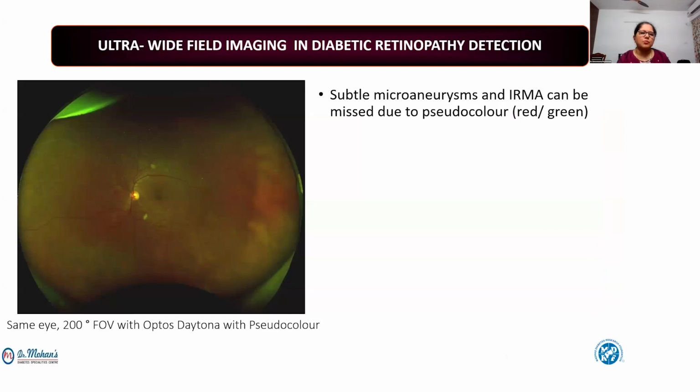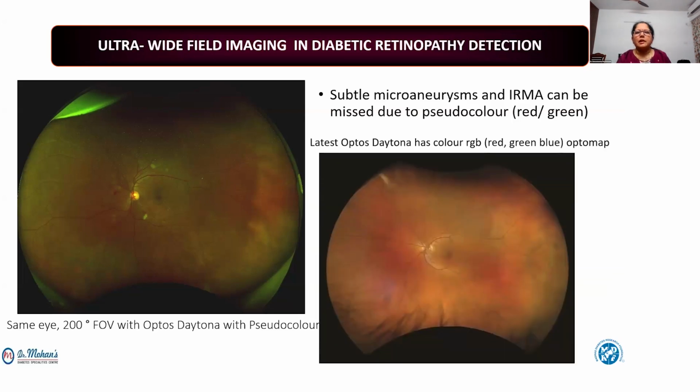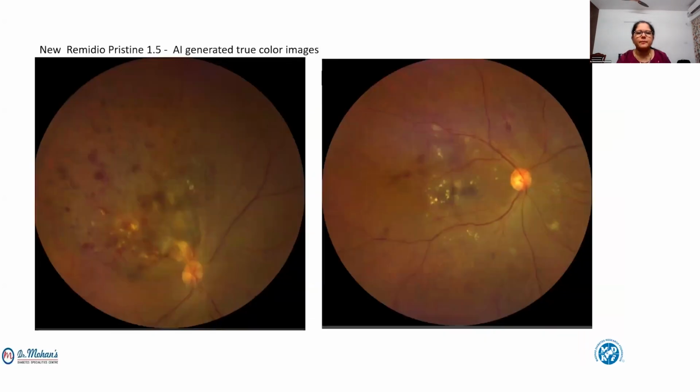This is the Optos fundus photograph of the same patient which I showed you in the previous slide. Here, the only disadvantage with Optos is that because of the pseudo color, small subtle IRMAs and small subtle microaneurysms may not get picked up. Of course, now you have the latest Optos Diatenna Plus, which also has RGB, red, green, blue, so those disadvantages because of pseudo color may not be there with the latest Optos Diatenna, which has the RGB colors.